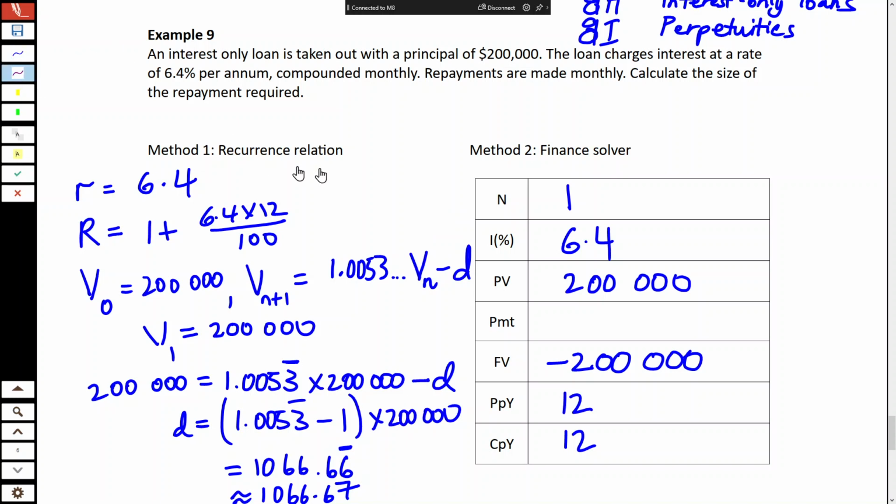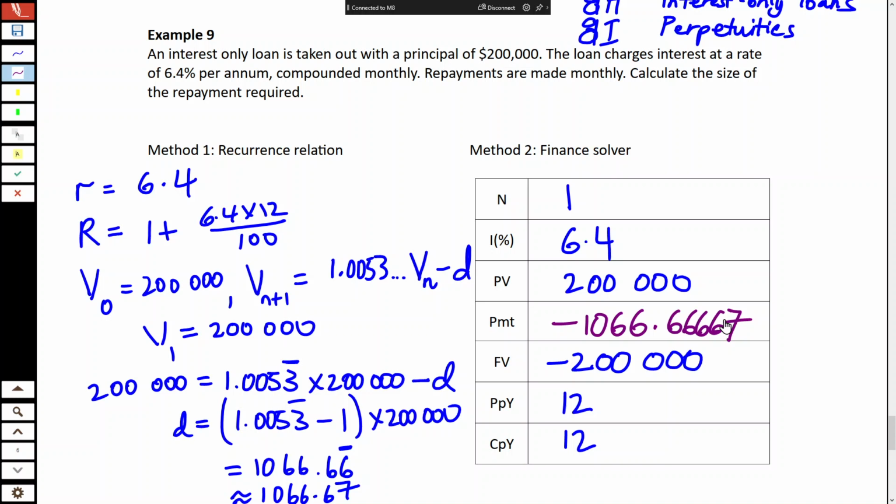So PMT is equal to D, up to and including a negative sign. That makes sense. Okay, why is it negative? Because you're paying it. I'm paying the bank. I'm paying off the interest.